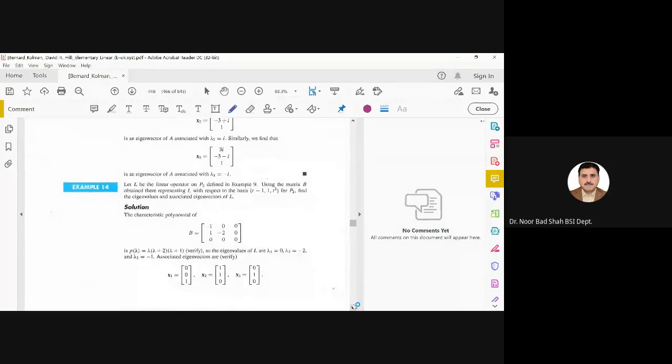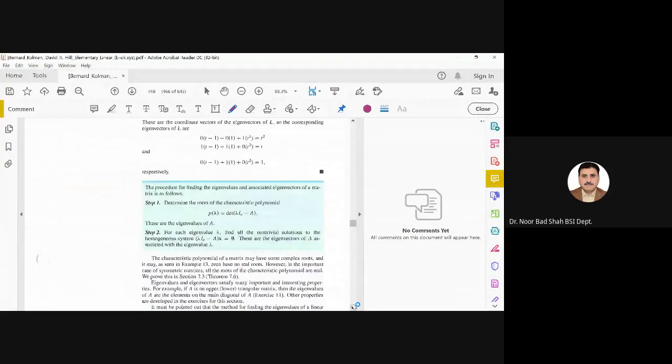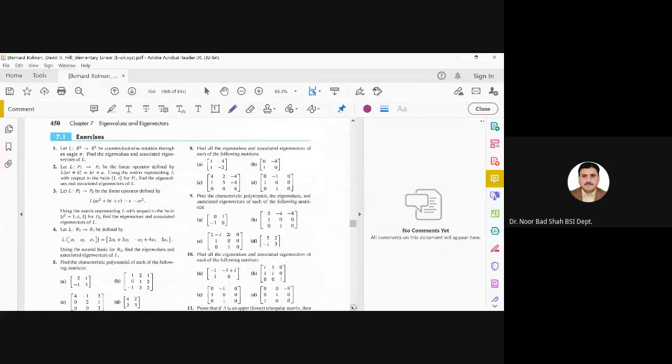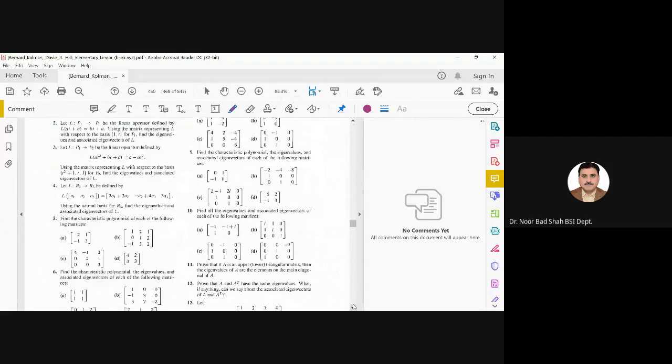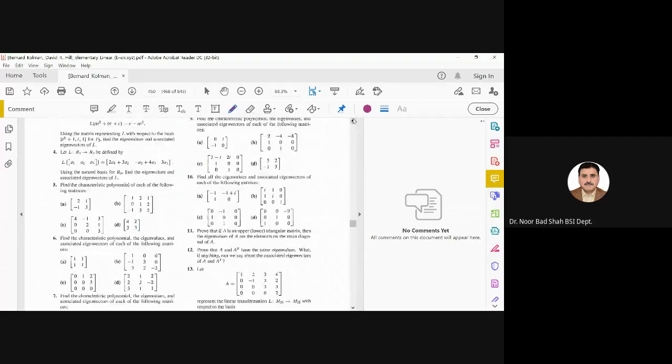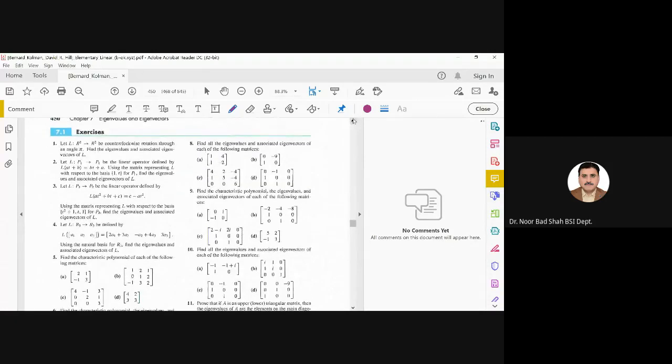There's another one, and so on. So you do some questions here. You do question number 5, 6, 7, and question 5 to 9. Do question 5 to 9: 5, 6, 7, 8, 9. In these you have to find either the characteristic polynomial or eigenvectors and eigenvalues. You should know that. Do question number 5 to question number 9.